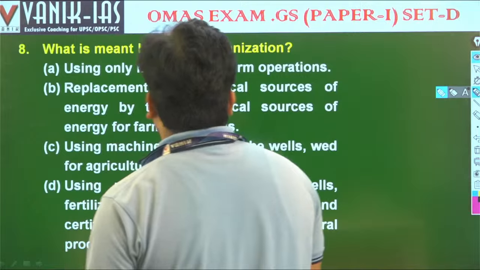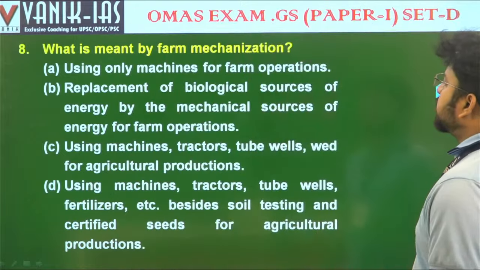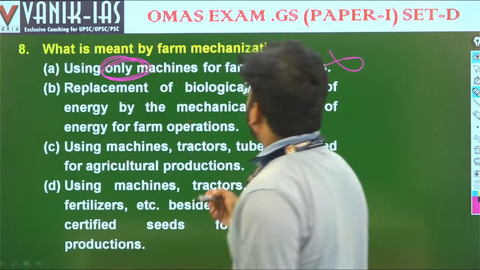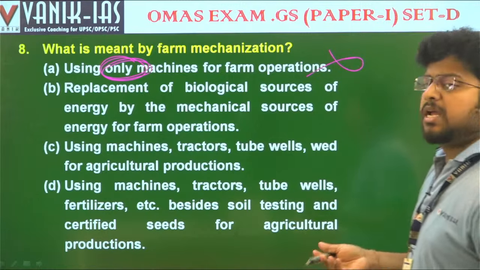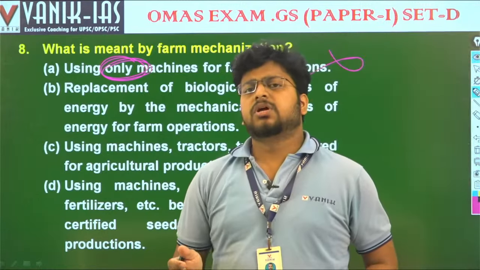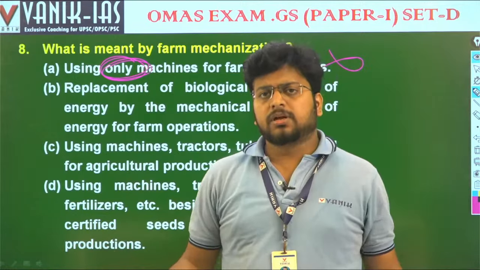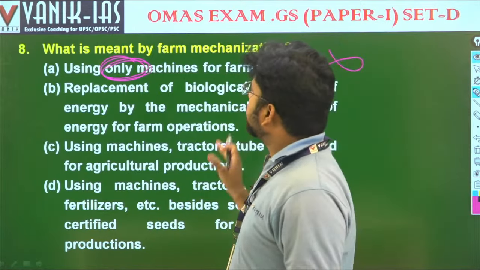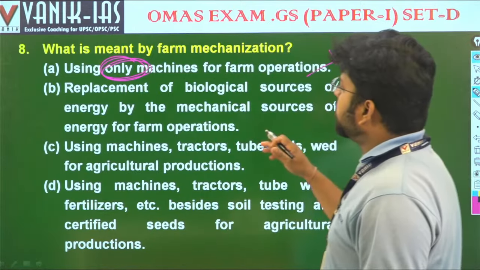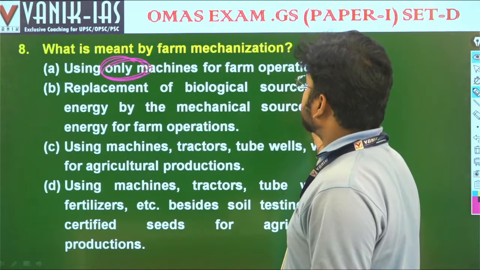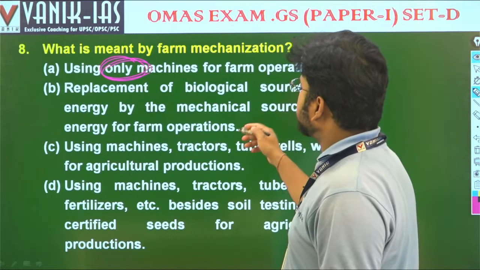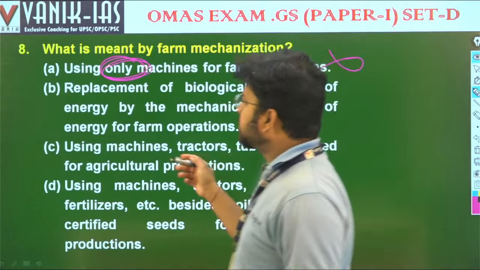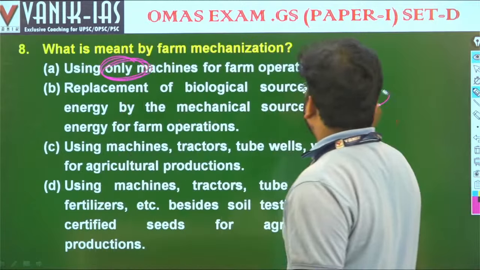What is meant by farm mechanization? Using only machines. Wherever you see the word only, in maximum cases they are wrong, right? Every government scheme or policy has a broad dimension. They are never limited to a particular dimension. So it is not only machines. Then what? Replacement of biological sources of energy by mechanical sources of energy on farm. In farm mechanization, there is no concept of energy, it's about mechanization. So obviously, just by language, it is also wrong.